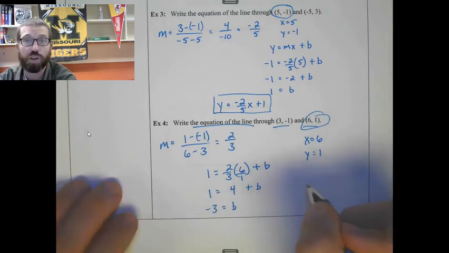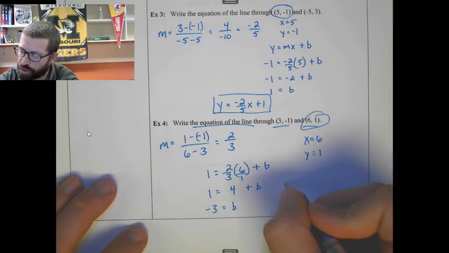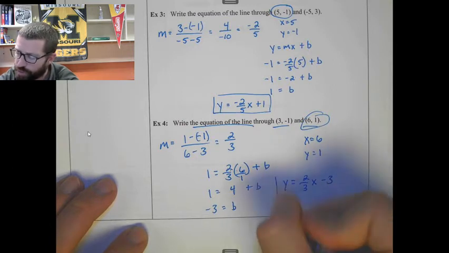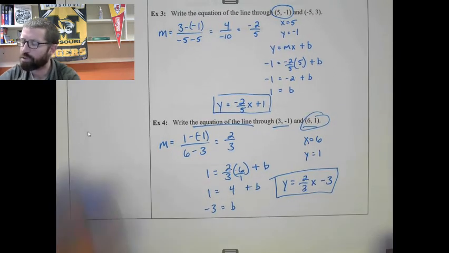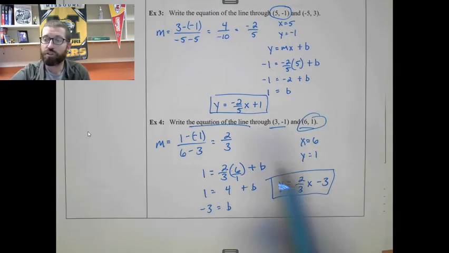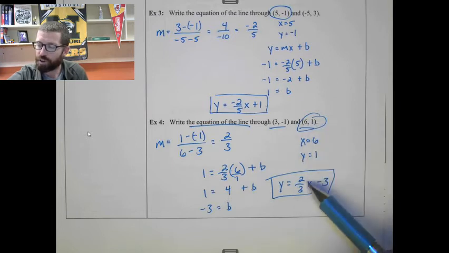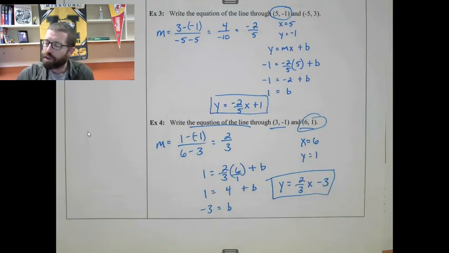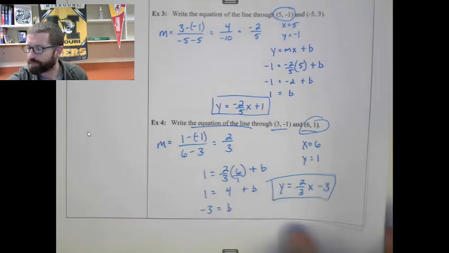And then in your equation, remember y stays y and x stays x. So y is y, m is 2/3, x is x, and b is -3. If you wanted to graph this or check it, you could plug in 6 here and see if you get 1, and plug in 3 here and see if you get -1. Would be a good way to check that work.